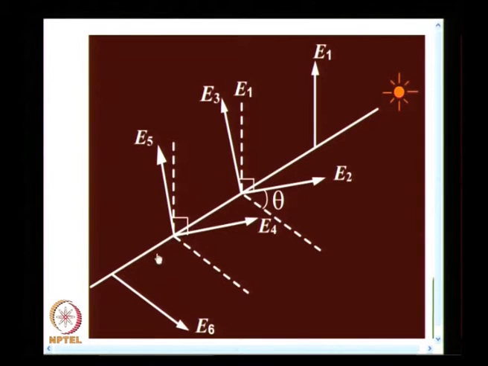Then I represent the analyzer, which is kept horizontal. The polarizing axis of the analyzer is horizontal, and I call this axis E6. So what I need to do is write the light vector for E1, find out how I write the light vector at E2 and E3, then find out how to write E4 and E5. Then finally, I will have to look at only the component E6 that is filtered by the analyzer.